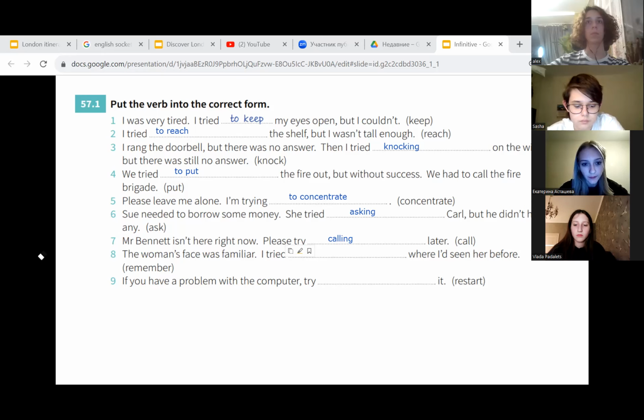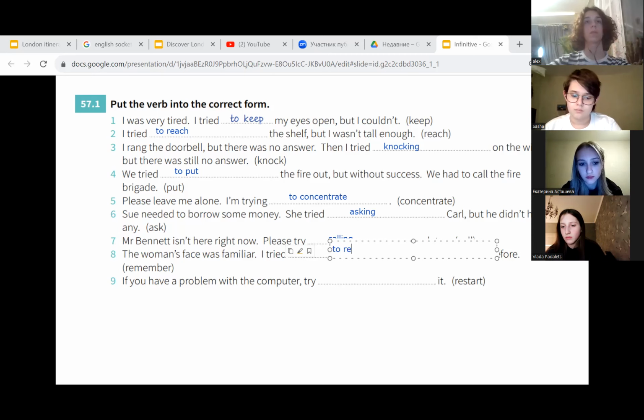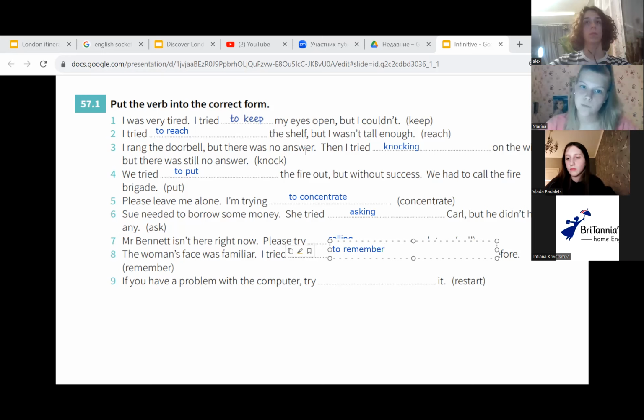Kate, please. The woman's face was familiar. I tried to remember where I'd seen her before. I tried, I made an effort. That's correct. I tried to remember. Maria? If you have a problem with the computer, try to restart it. Try to restart is to put in effort. Try restarting is an experiment: try restarting, maybe it will work.